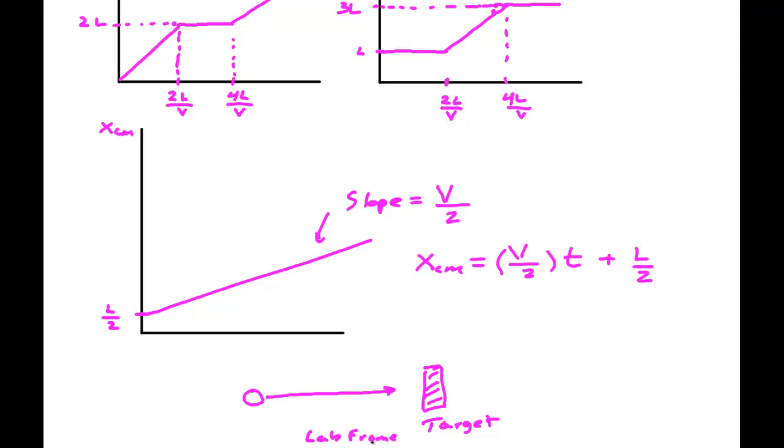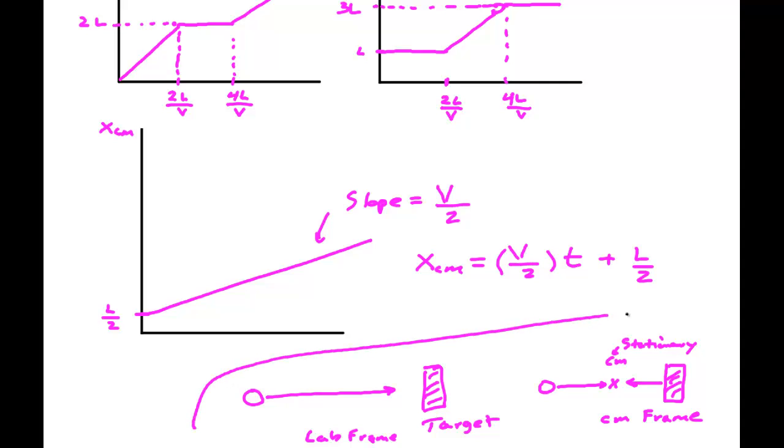But when they often do calculations to make the math simpler, they will have this moving with some velocity, and they'll have the target moving back with some velocity, such that the center mass is stationary. This is called the center of mass frame. And many things in physics are easier to analyze that way. So this is kind of an aside.